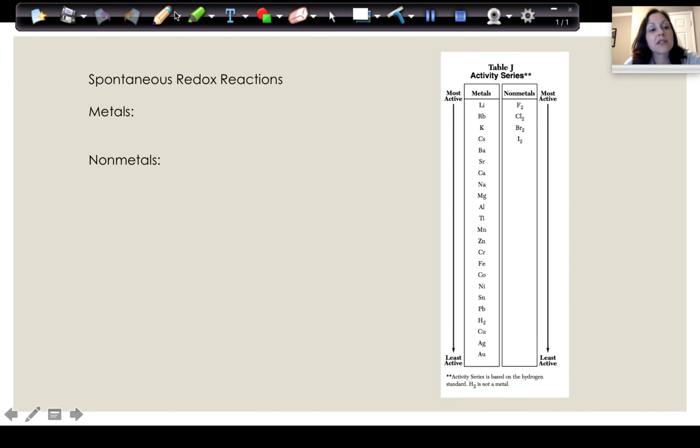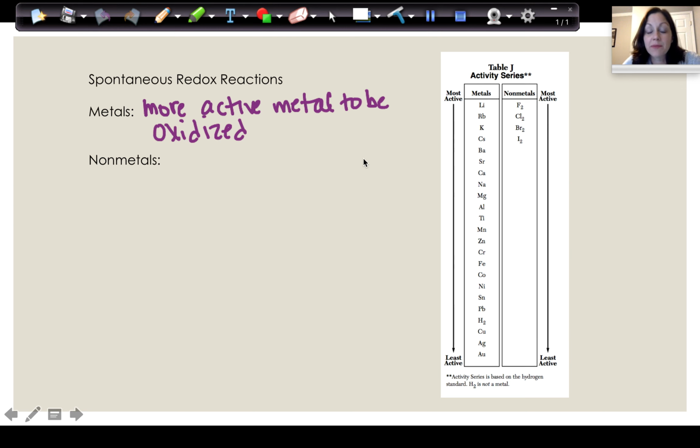So if we wanted to know whether a redox reaction was going to be spontaneous, for a reaction between two metals, we want the more active metal from Table J to be oxidized, because remember, the more active a metal is, the more easily it loses electrons, so it would be oxidized more easily.